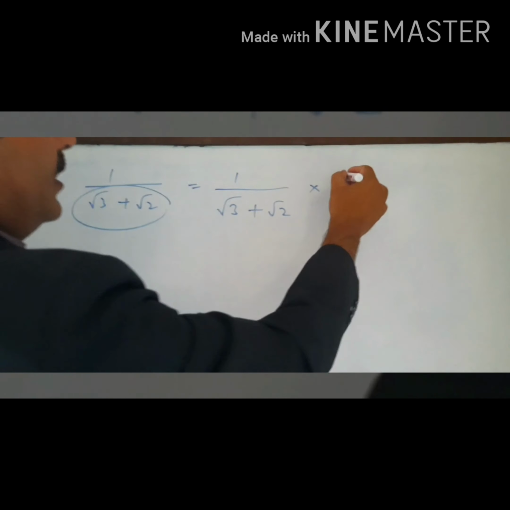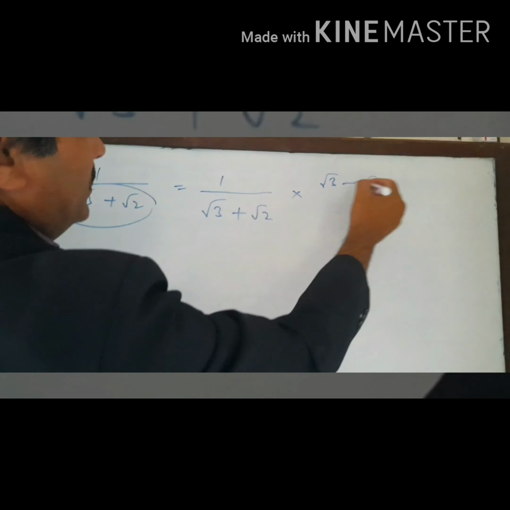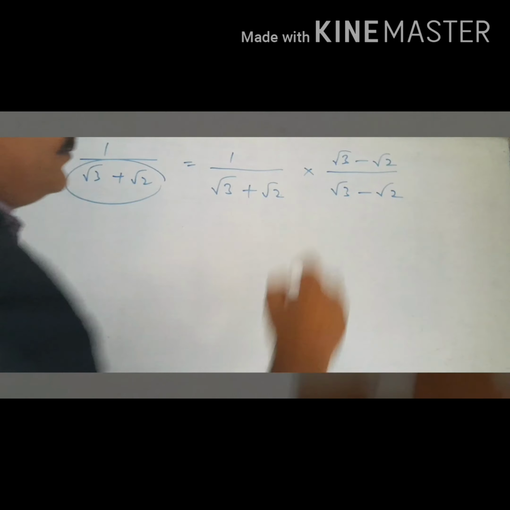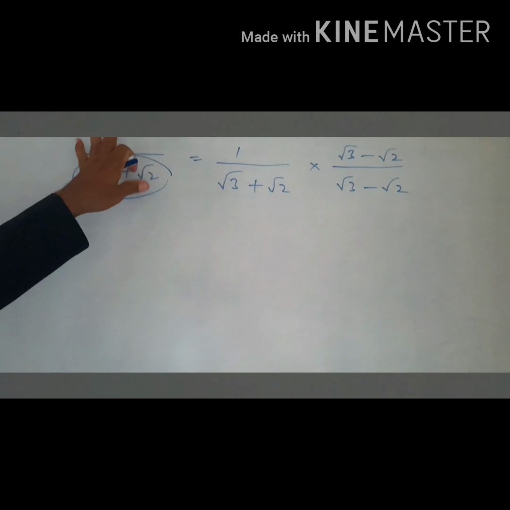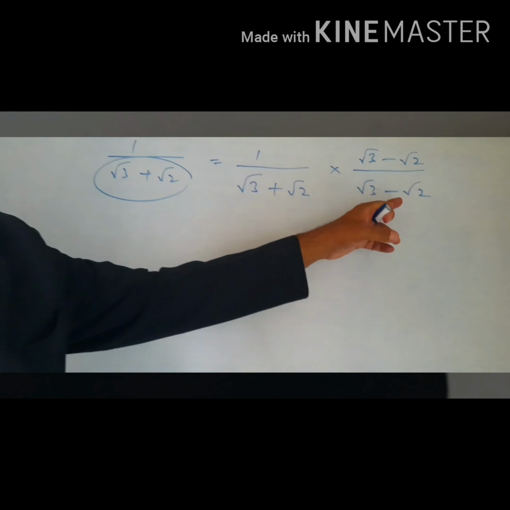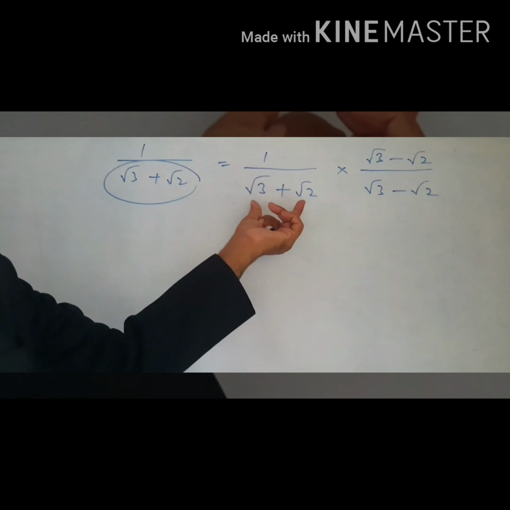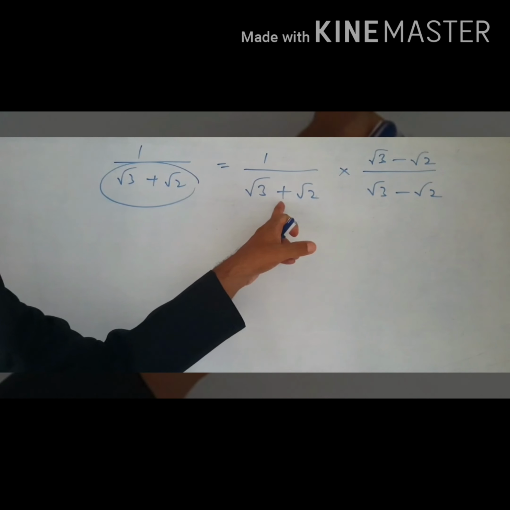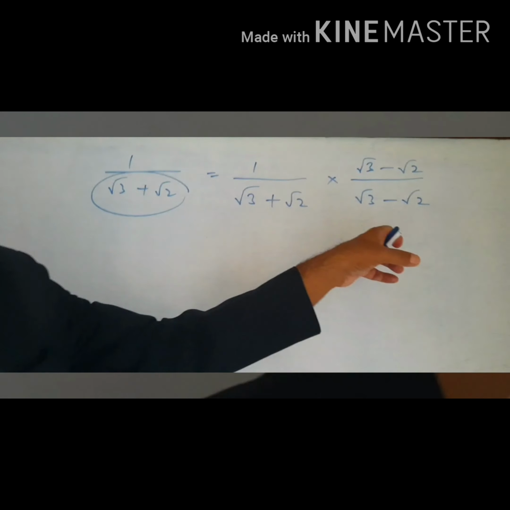rationalizing factor will become root 3 minus root 2, and the same thing you take to divide by, so that the value of this number remains unchanged. So root 3 minus root 2 is the rationalizing factor of root 3 plus root 2. Had this been minus, we would have taken plus there.